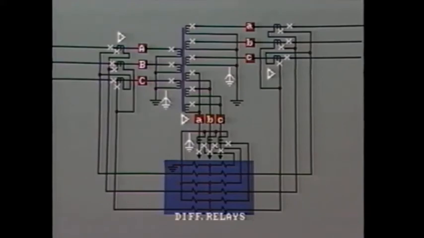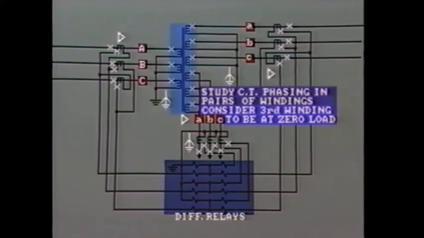To determine CT and relay connections, we must carry out a phasing study. When dealing with multiple winding transformers, it's always advisable to study CT phasing in pairs of windings, considering the third winding to be at zero load. Let's start with the primary and tertiary windings.